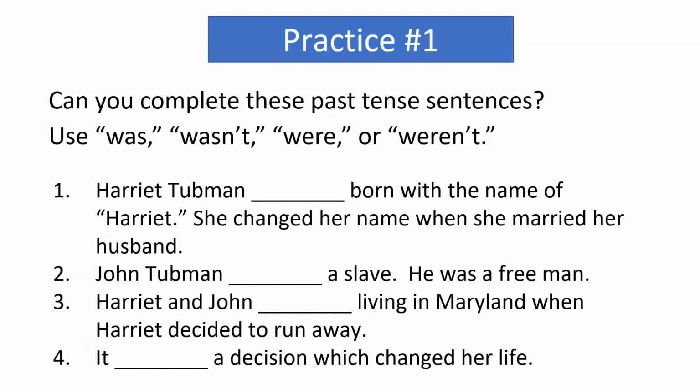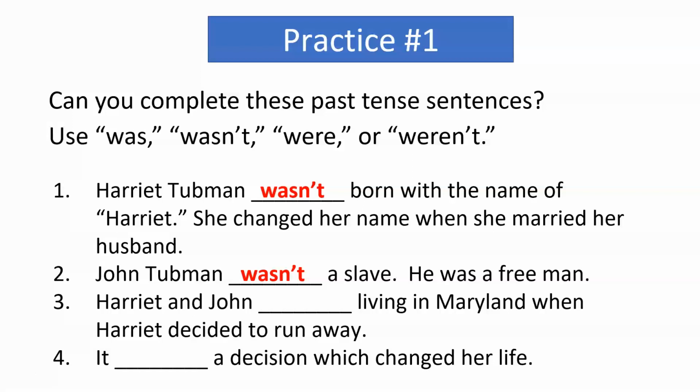Number 1, Harriet Tubman wasn't born with the name of Harriet. She changed her name when she married her husband. Number 2 says, John Tubman, this should be, wasn't a slave. He was a free man. John Tubman wasn't a slave.